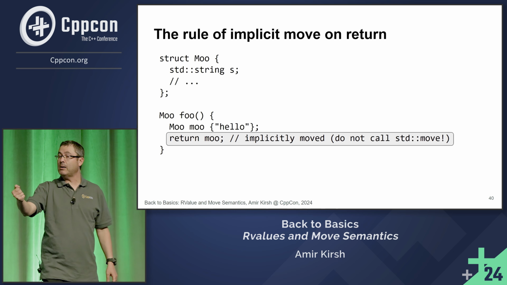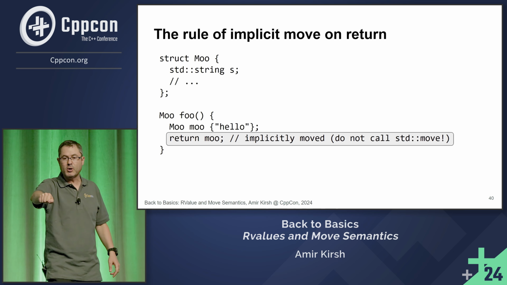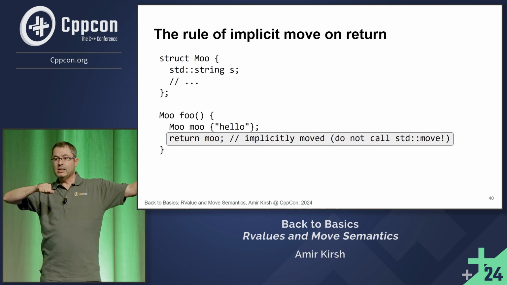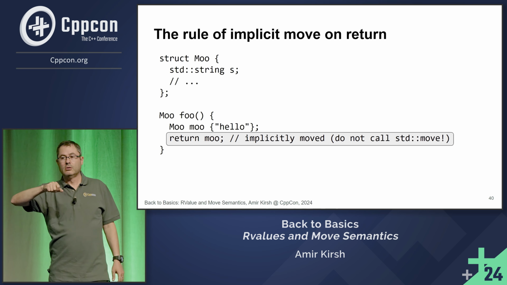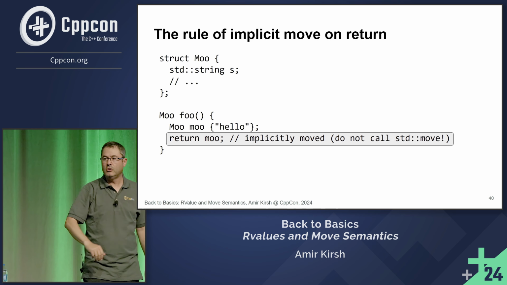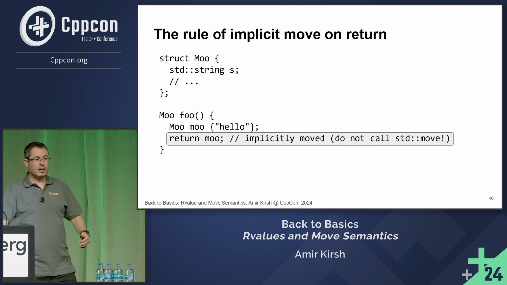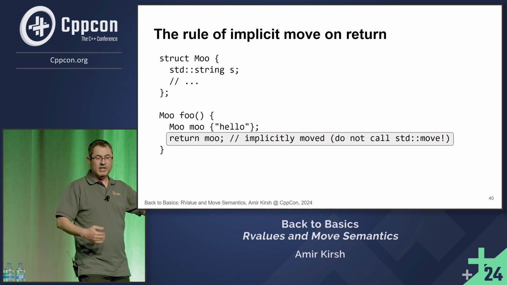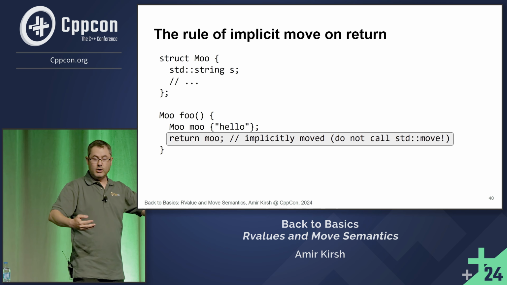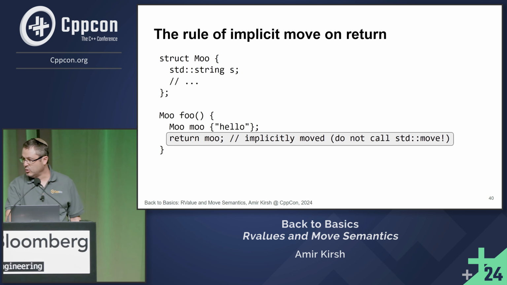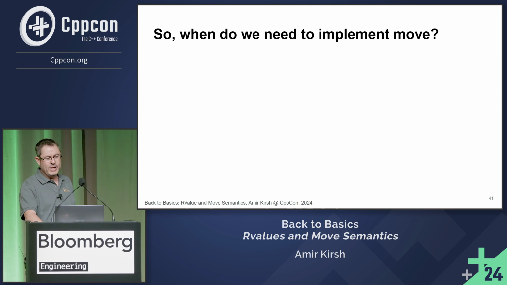Can you give me an example of an object that deleted its copy constructor and I could still return it and get it by value? Unique pointer, for example. Unique pointer doesn't have a copy. It implemented move. I can return unique pointer by value if it is a local variable, and it would be moved automatically, implicit move on return. This is the rule.